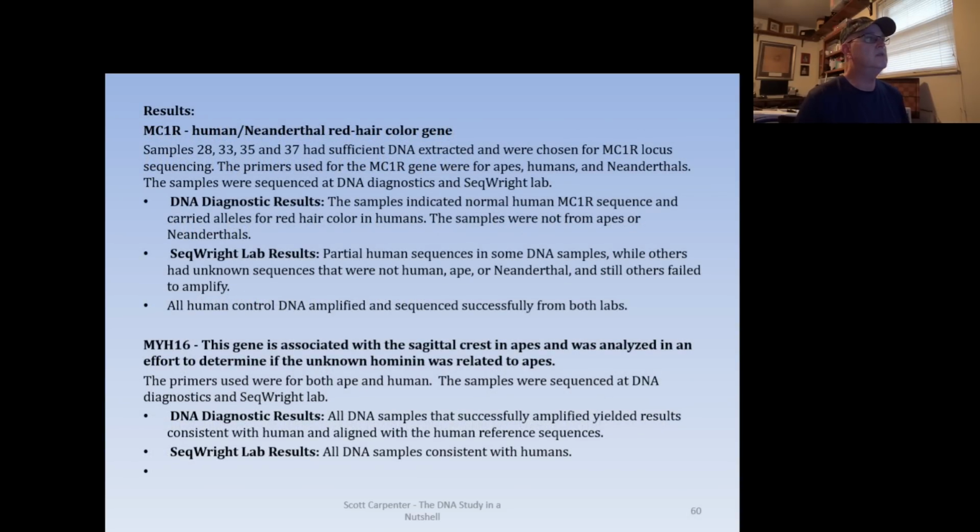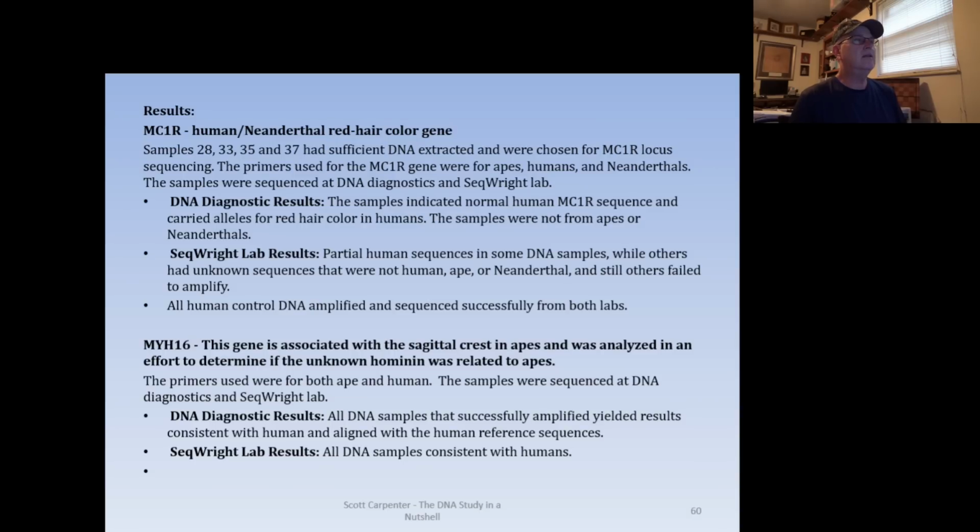So the results: the MC1R, which is the human Neanderthal red hair color gene, in samples 28, 33, 35, and 37 had sufficient DNA extracted and were chosen for the MC1R sequencing. The human primers were used for the MC1R gene, as well as primers for apes, humans, and Neanderthals, because they had primers for each species. The samples were sequenced at DNA Diagnostics and Sasquatch Lab, two different labs, blind study.